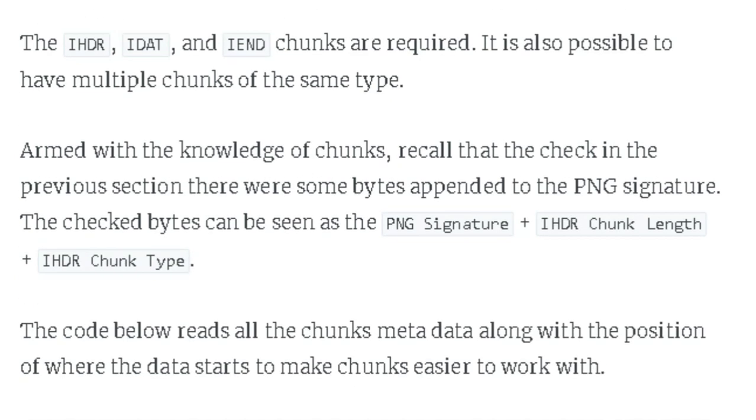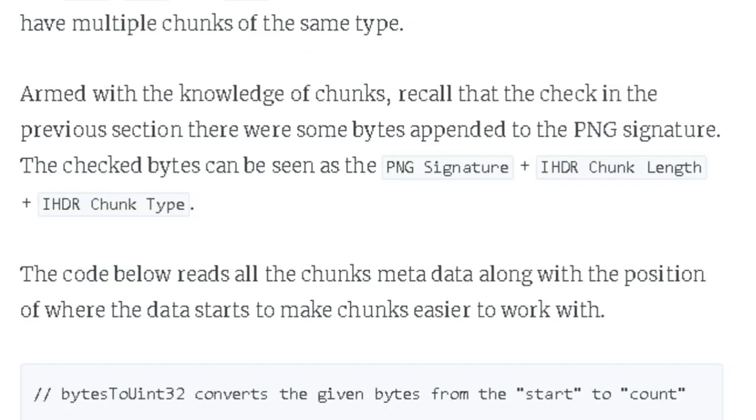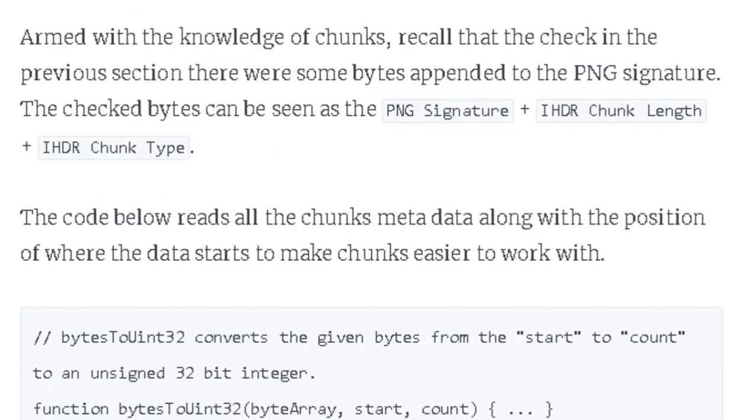Alright, the IHDR, IDAT, and IEND chunks are required. It is also possible to have multiple chunks of the same type. Armed with the knowledge of chunks, recall the check in the previous section where some bytes were appended to the PNG signature. The check bytes can be seen as the PNG signature plus IHDR chunk length plus IHDR chunk type.